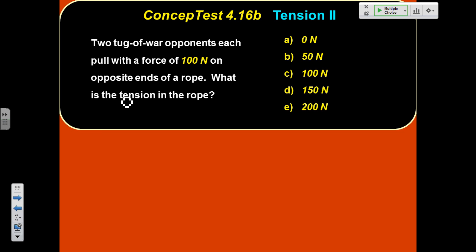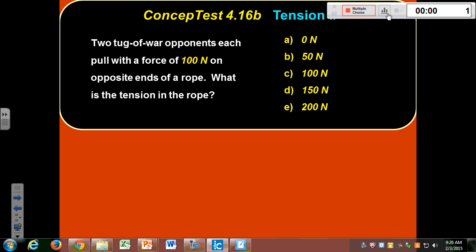All right, 2 tug-of-war opponents each pull with a force of 100 newtons on opposite ends of a rope. What is the tension in the rope? So I have one guy pulling over here with 100 newtons and another guy pulling over there with 100 newtons. They're pulling on opposite ends of the rope. The rope isn't moving. It's like they're in a stalemate. So what then is the tension in the rope? I'm going to draw a little picture.